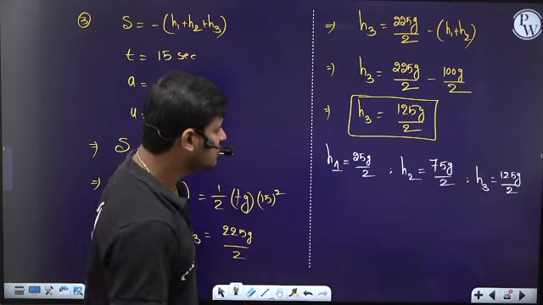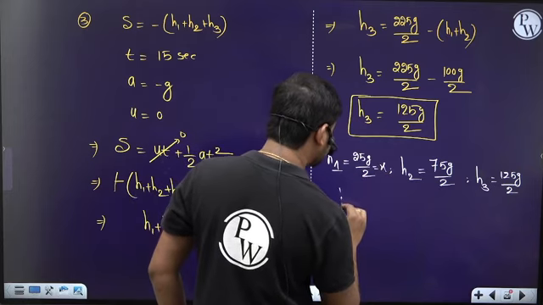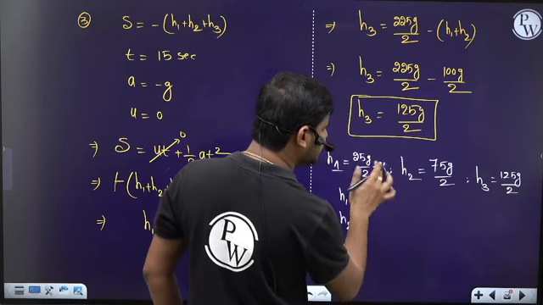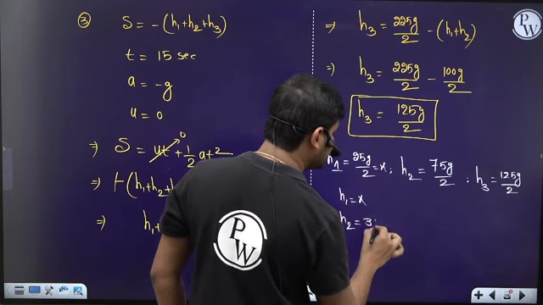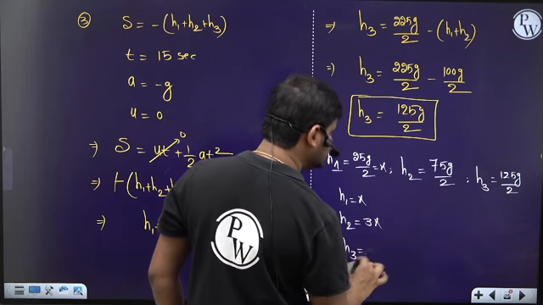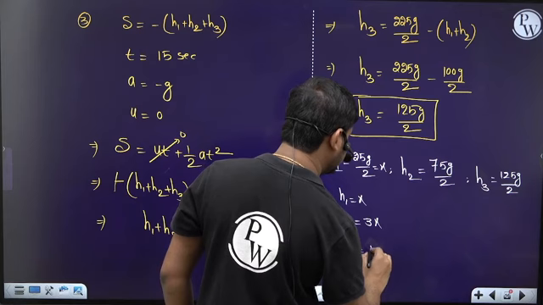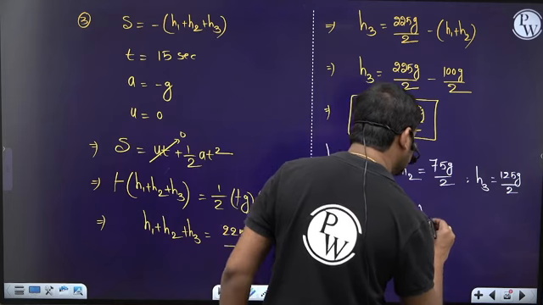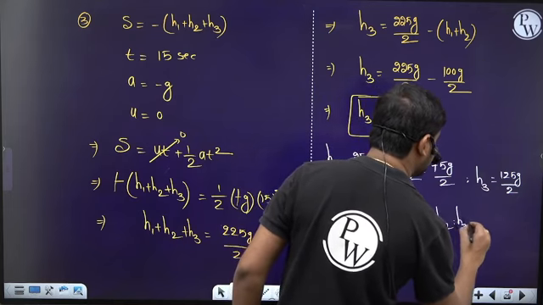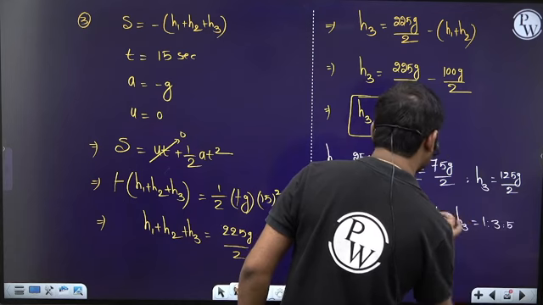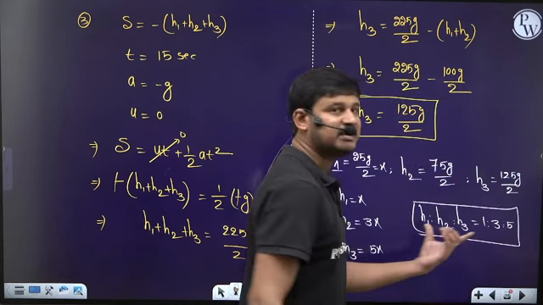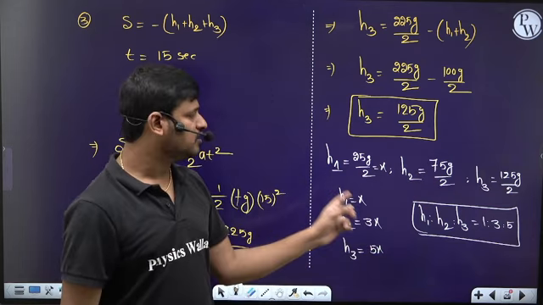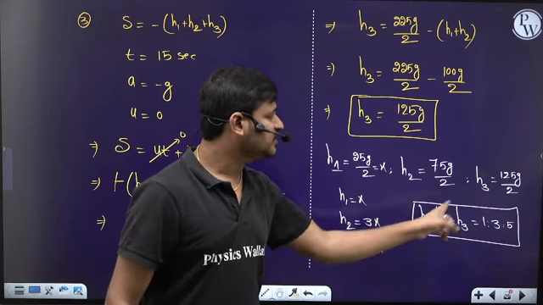So let's consider this as x. If H1 is equal to x, then H2 will become 3x, because 3 into 25 g is 75 g, and then H3 will be 5 times x. Therefore the ratio H1 is to H2 is to H3 is 1:3:5. This is actually a standard result from Galileo's law, which we will see in the next session, the Galileo law of odd numbers. There you can directly remember this part.